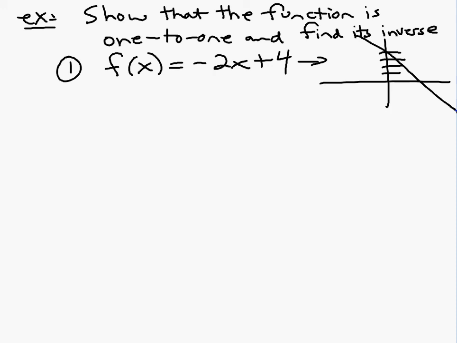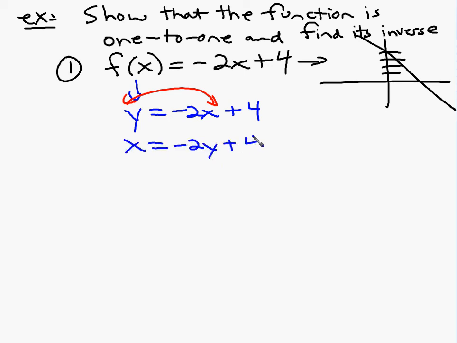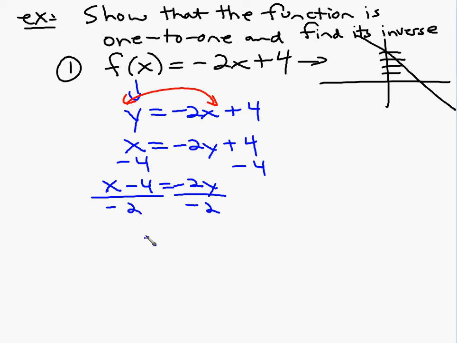So now, how do I find the inverse? Do you remember? I make this a y. Y equals negative 2x plus 4. Then I trade my x and y. So it becomes x equals negative 2y plus 4. And then solve for y. Right? Subtract 4, x minus 4 equals negative 2y. Divide by negative 2, divide by negative 2. There is your inverse function.